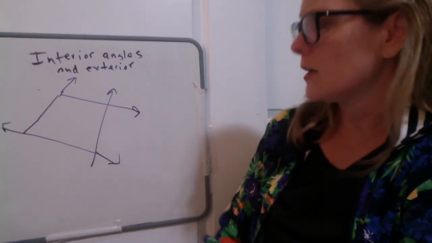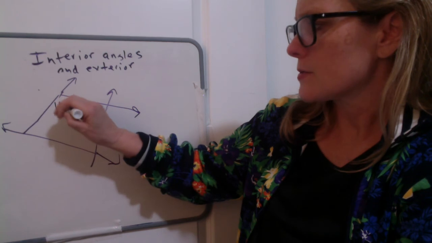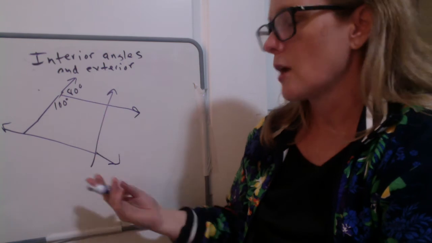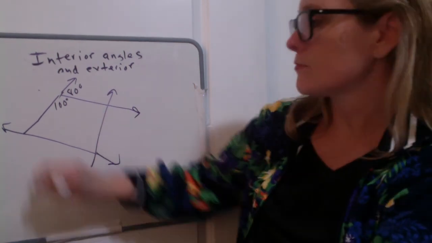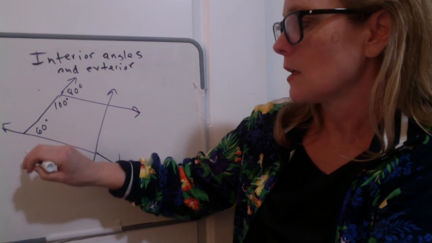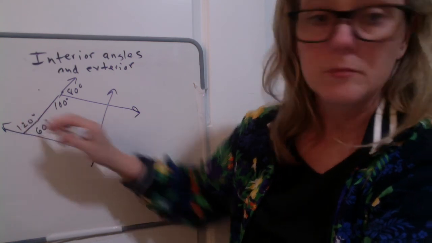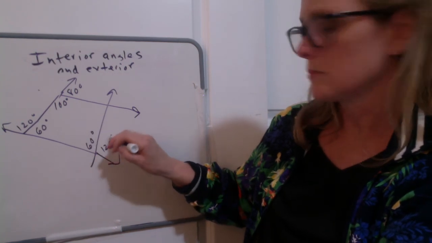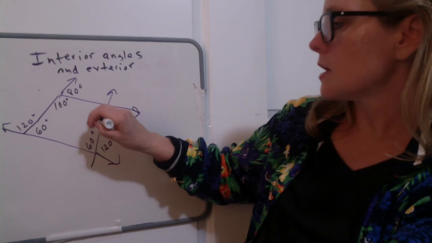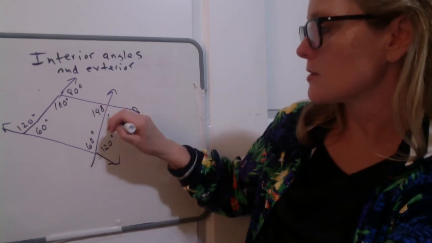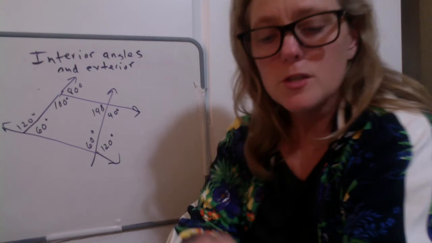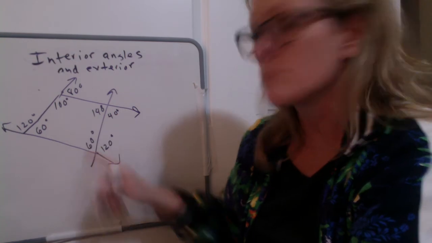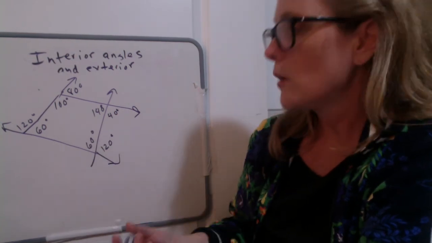So what if this is 100 degrees? If that's 100 degrees, that's 80. What if this one's 60? Then that would be 120. What if this one was also 60? That's 120. What if this one's 140? Then that's going to be 40. I'm just randomly choosing some different angle measures, but the four of these must add to 360. Now what about the exterior angles?